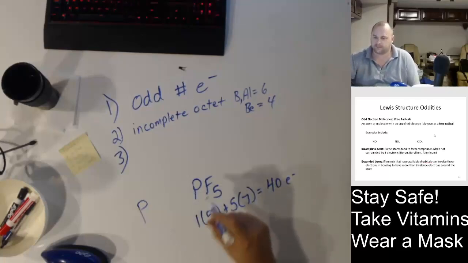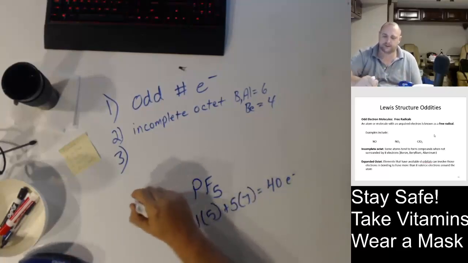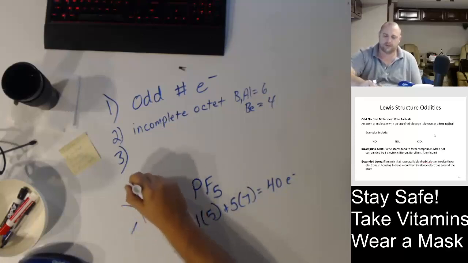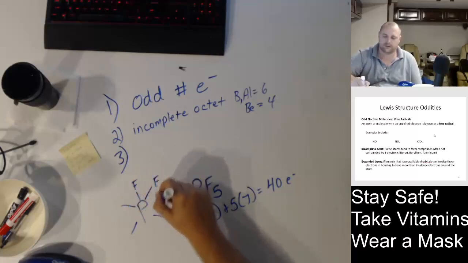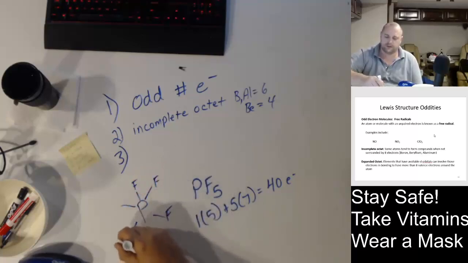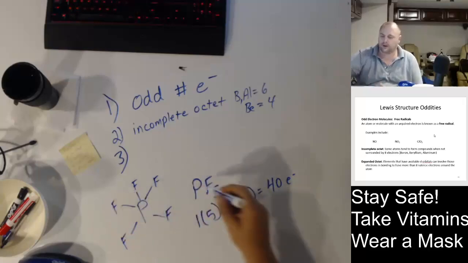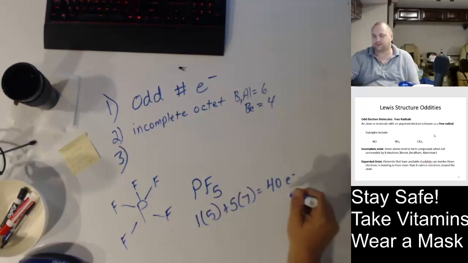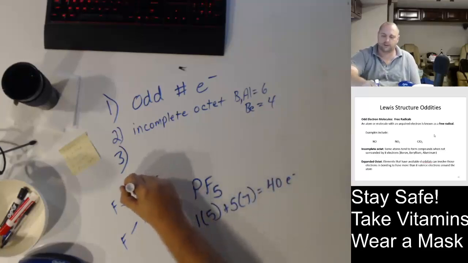So you say, Dr., I'm not sure how I want to draw this. Well, here's how we're going to draw it. I'm going to put a fluorine and a fluorine and a fluorine, a fluorine, and a fluorine. Oh, look. I've got 5 fluorines. If I fill up each one with 8, that would be 40. So I'm going to go ahead and dot.